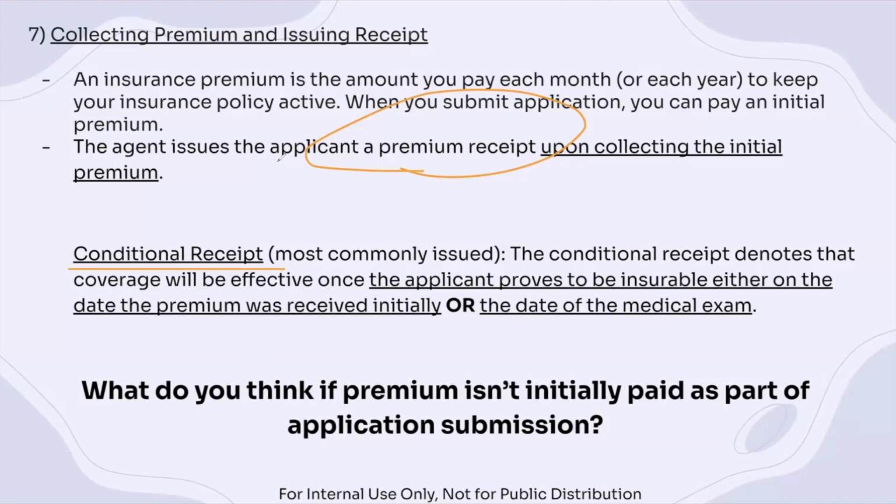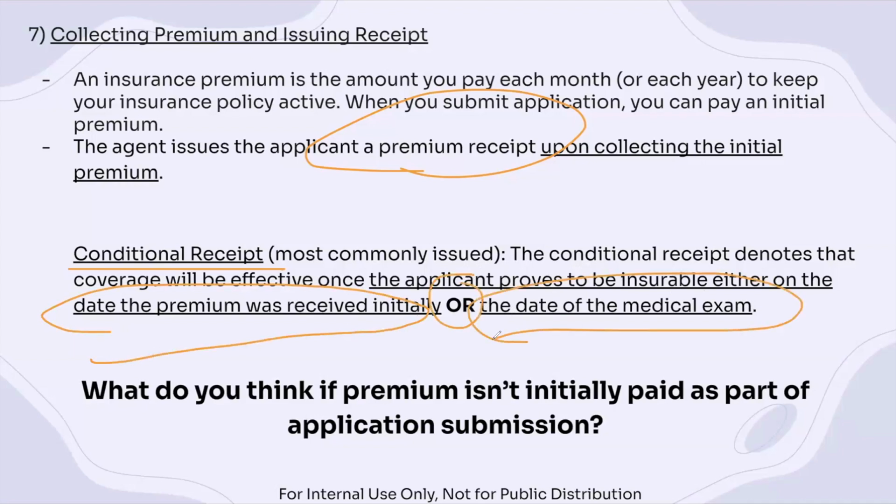So why is this important? Well, remember, initial premium is not always required. It's not required that you pay the initial premium when you submit the application, because the client doesn't know if they're going to be approved yet. So if this initial premium is collected by the agent, now there will be this conditional receipt issued to the client. So this conditional receipt denotes that coverage will be effective once the applicant proves to be insurable either on the date that the premium was received initially or the date of the medical exam.